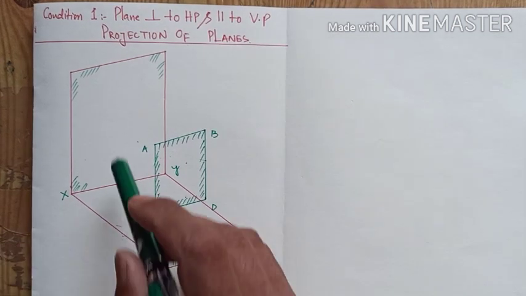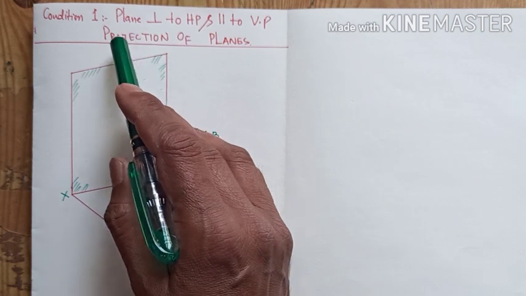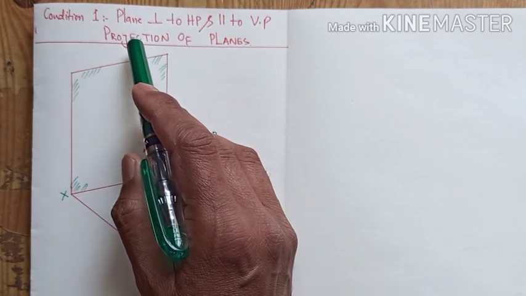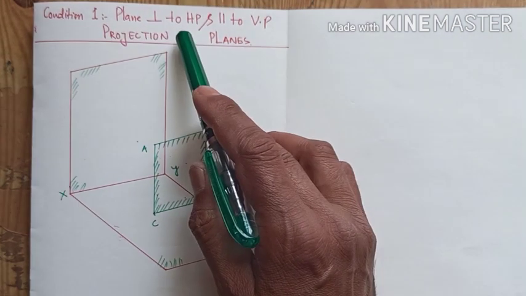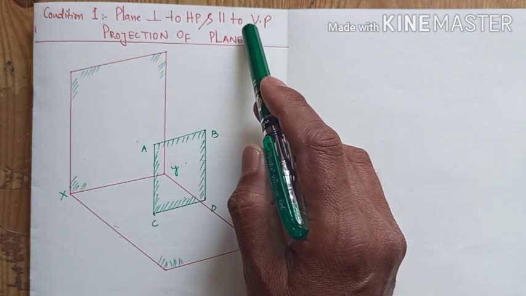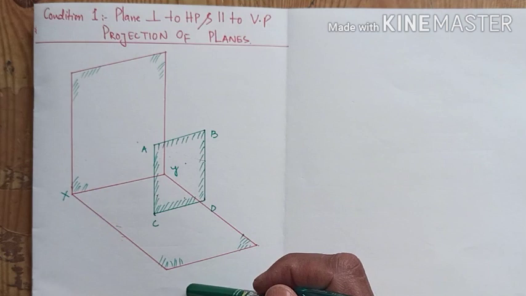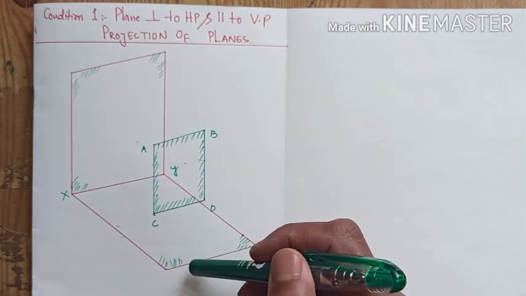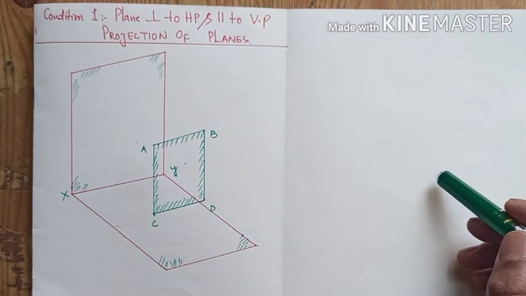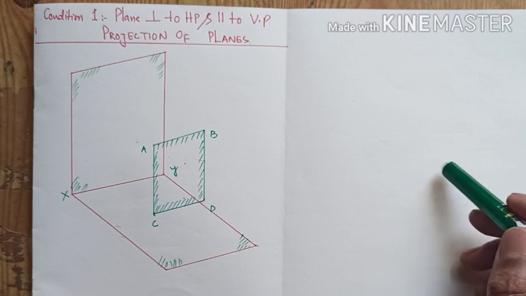Today I have come with a problem, the first condition of projection of planes. That is, the plane is perpendicular to HP and parallel to VP. So this is a pictorial diagram. With the help of this pictorial diagram, we'll draw the orthographic diagram here, how we can draw that.